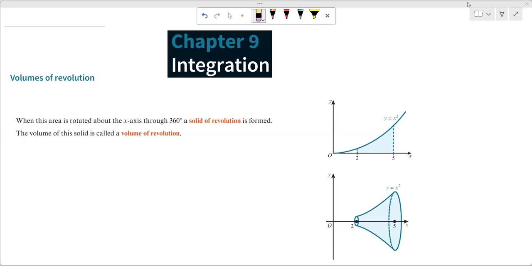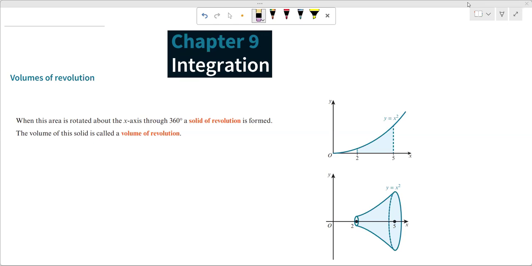Hello everyone. Today I am going to explain the topic integration. In that I am going to explain volumes of revolution, how to find the volume of a solid shape. Previously I explained the area under the curve and also the area between a curve and a line. Now today I am going to explain volumes of revolution about the x-axis and about the y-axis.